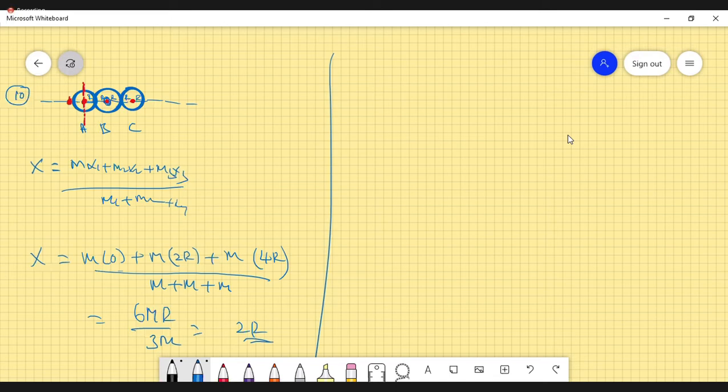Right, shall I go for the next one? Yes sir. 11th one. A boy of mass 50 kg standing at one end of a boat of length 9 meter and mass 400 kg. He runs to the other end. The distance through which the center of mass of the boat-boy system moves is.